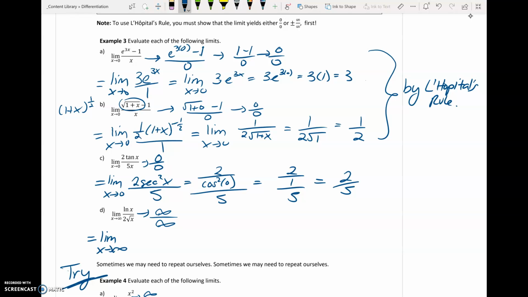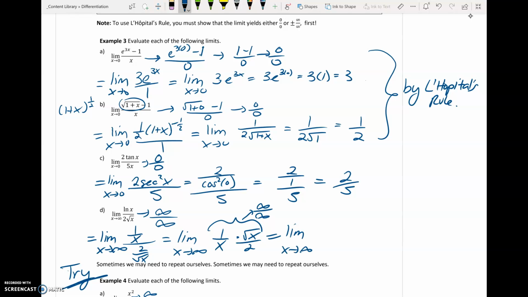So once you take the derivative of the numerator, ln x becomes 1 over x. Derivative of this becomes 2 over root of x. We can simplify this a bit. So I'm going to change this to multiplication and flip the second fraction. So if we check to see what happens here, the root of infinity over infinity tends towards infinity over infinity again. So that means we can use L'Hopital's rule again.